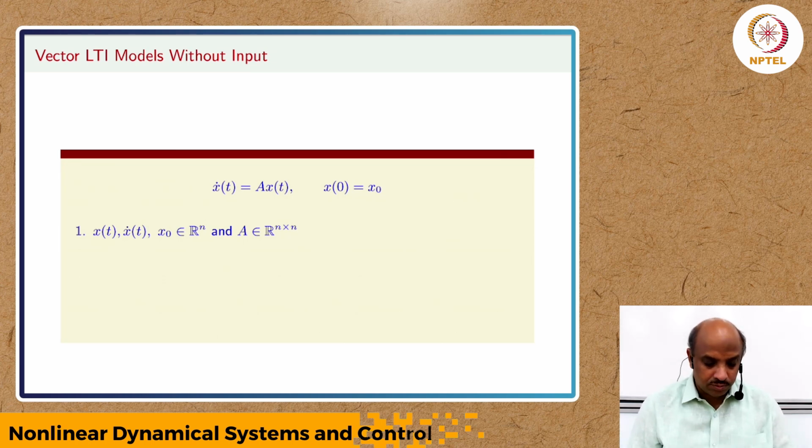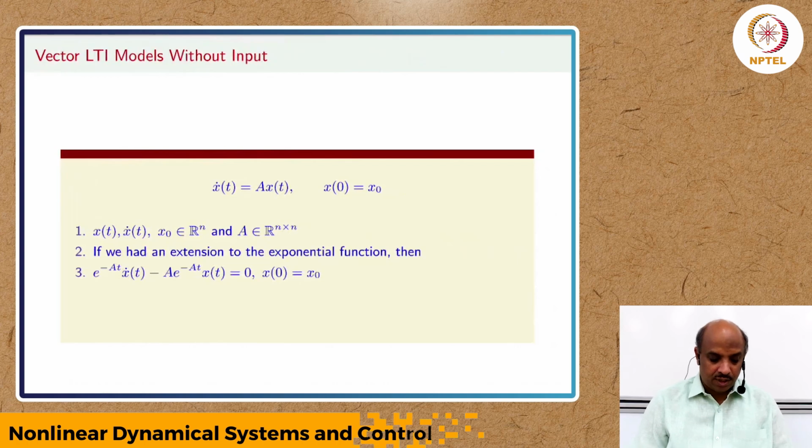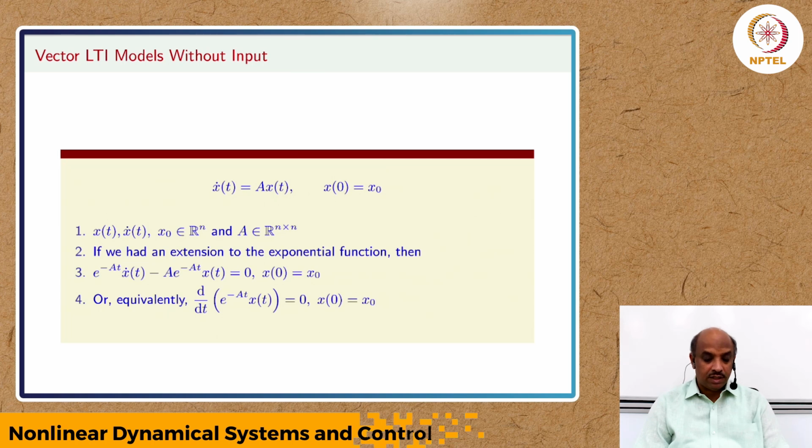So before we go into LTI models with input, we will first specialize to the case where we don't have any input. And let's remind ourselves, for this equation to be valid, x has to be in R^n, x dot is therefore in R^n, x0 is in R^n, A has to be a square matrix of dimension n by n. So in the scalar case, we had this magic trick that we did by multiplying by e^(-at). Now in the matrix case, if we had the same concept as the exponential function, then we can do exactly the same thing, right? If the derivatives work in the same manner as scalars, then we would end up with the same answers, right?